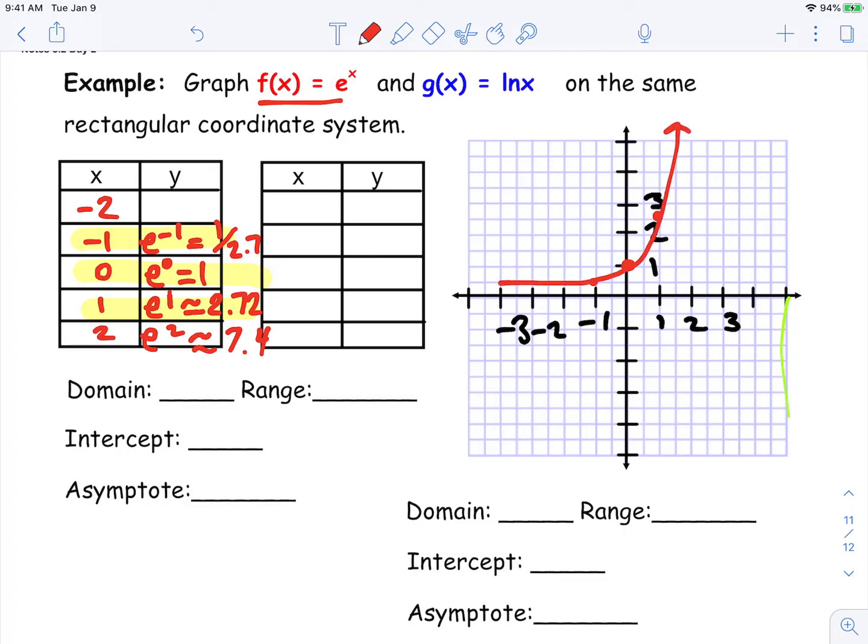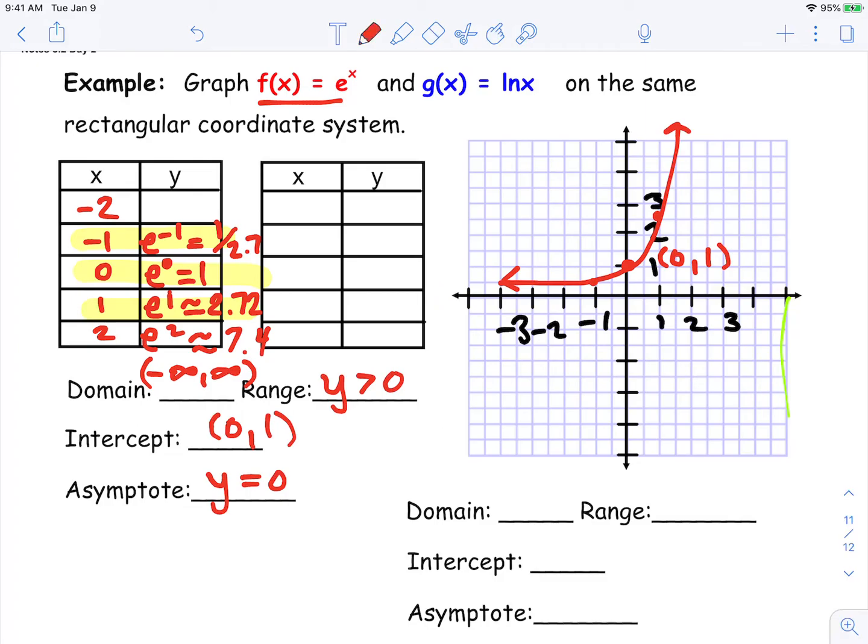So here is our exponential of base e. Remember, e is approximately 2.72. The domain of all exponential functions is all real numbers. There is a horizontal asymptote at y equals 0, so that means your range of values is above that yellow line. The y-intercept is right here at 0, 1. I'm just going to erase that yellow line.